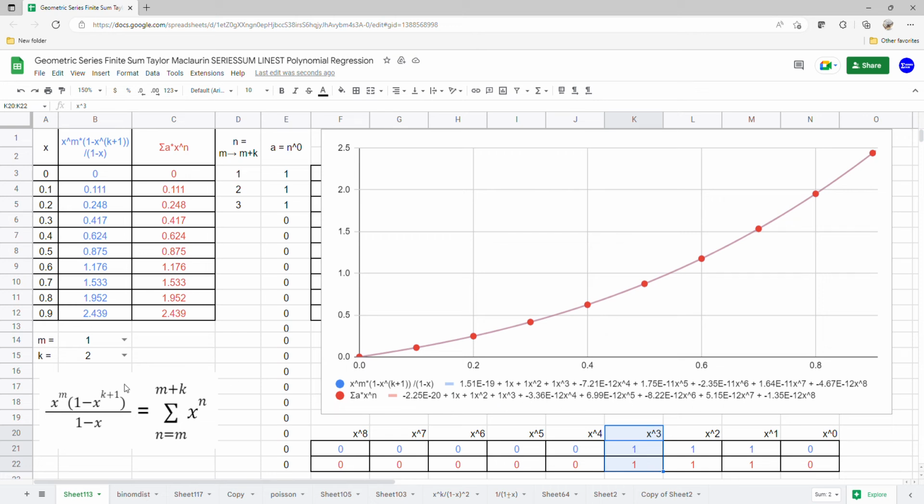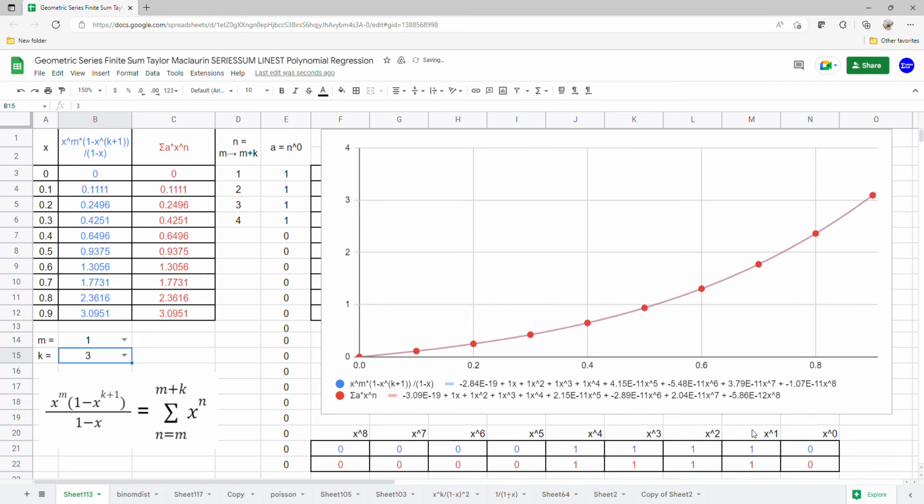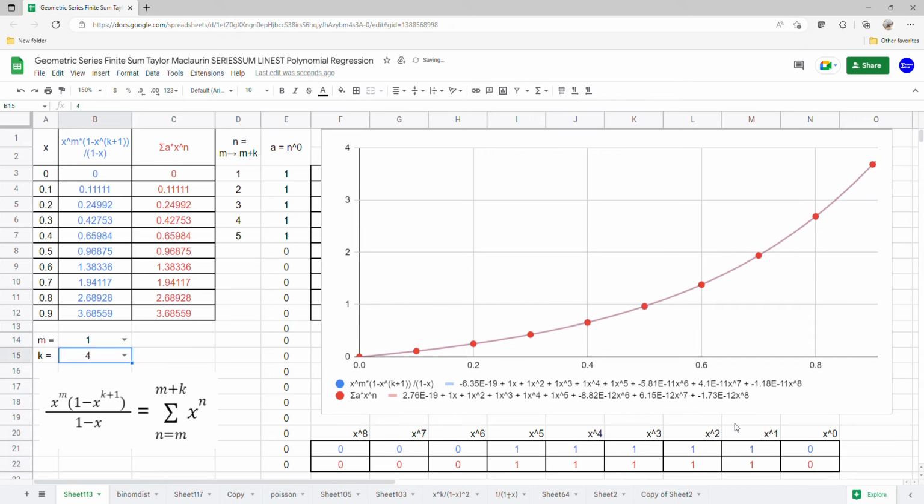The rest are 0. K equals 3, that's x plus x squared plus x cubed plus x to the fourth. K equals 4. That's x plus x squared plus x cubed plus x to the fourth plus x to the fifth. Same thing with this one.